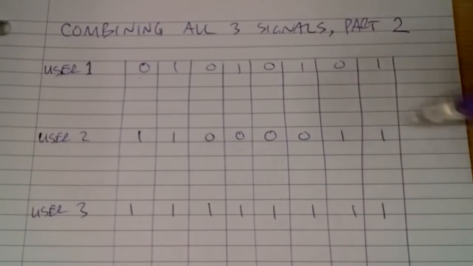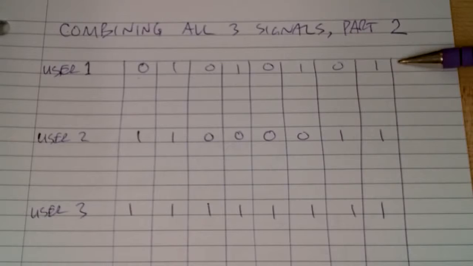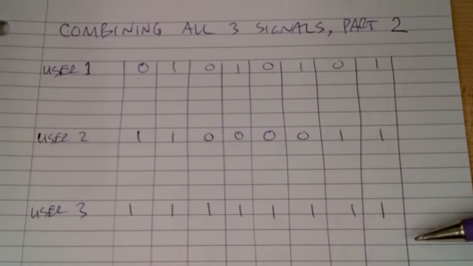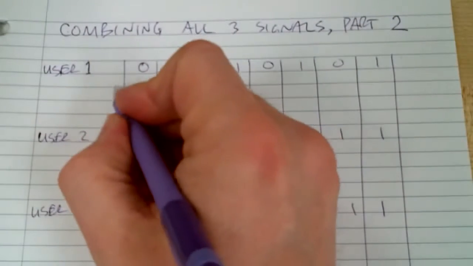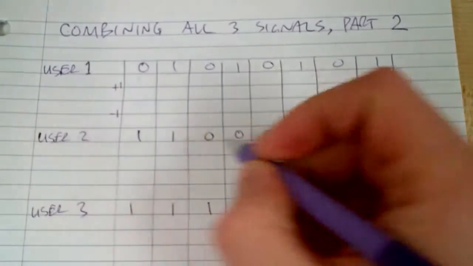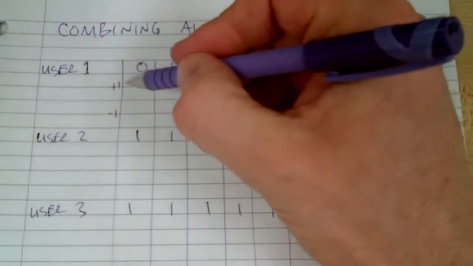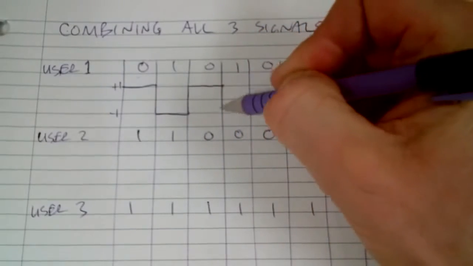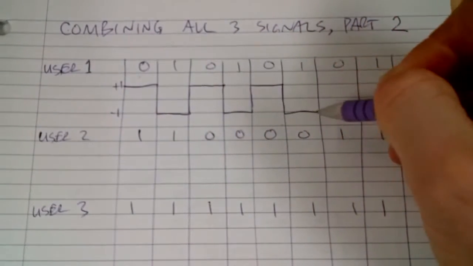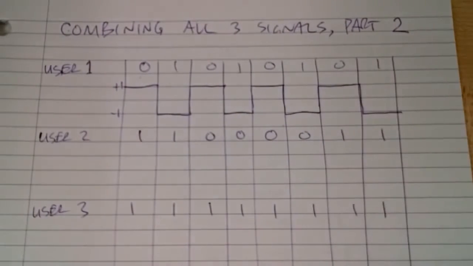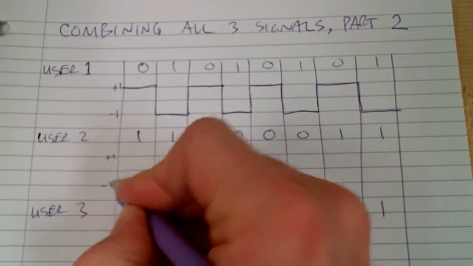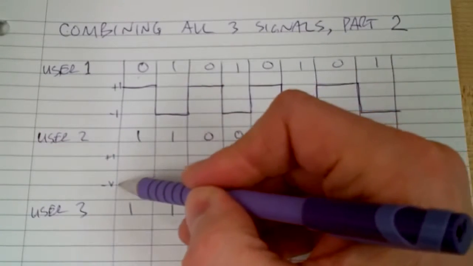So I've got here user 1, and that's the spread signal, 8 chips. User 2, spread signal, 8 chips. User 3, spread signal, 8 chips. So this is what we came up with in the last few videos when we took the data and spread it. So now, waveform, I'm going to say this is +1 volt, this is -1, and what did I say? I said a 0 is +1, so I'm going to go like this. That's 0, that's a 1, that's a 0, that's a 1, that's a 0, 1, 0, 1. So that's user 1. User 2, if that's +1 and that's -1, then a 1, that's -1, so we'll go like that.